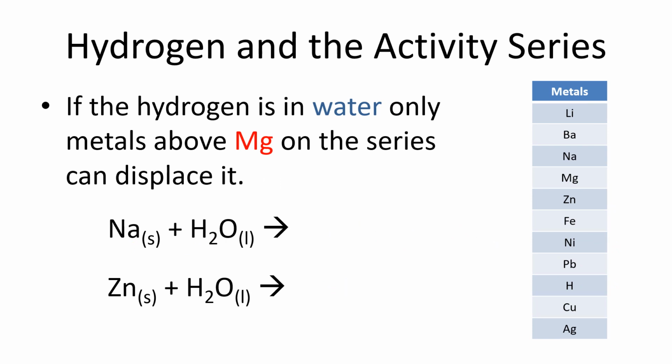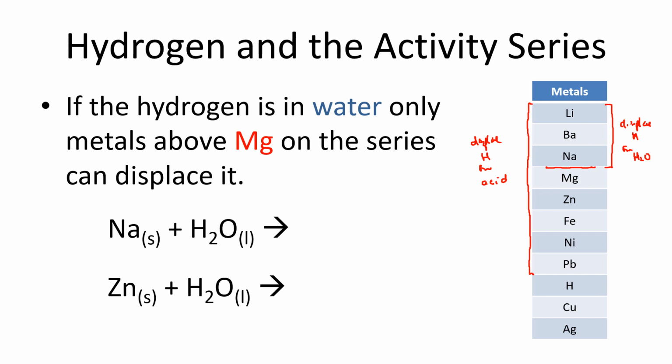So hydrogen and water follows a little different pattern. Not all of the elements above hydrogen on the activity series can displace hydrogen from water. The cutoff is where magnesium is. So only these guys above magnesium, on my list it's only 3, but there are other lists, can displace hydrogen from water. And then all of these, all the way down to lead on my list, can displace hydrogen from acid.